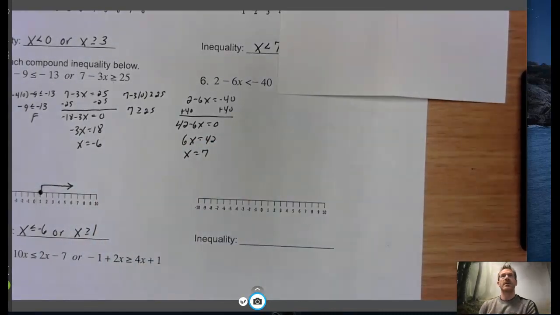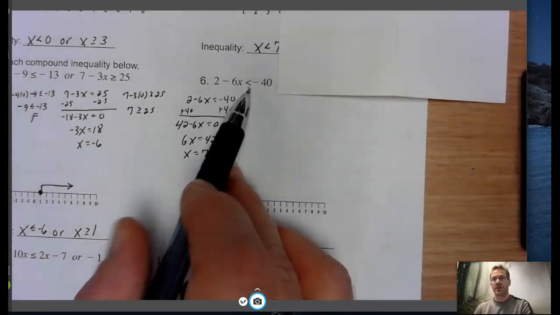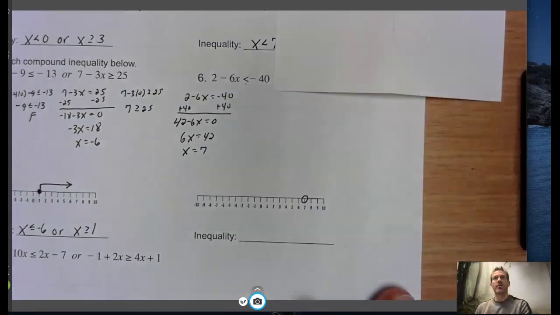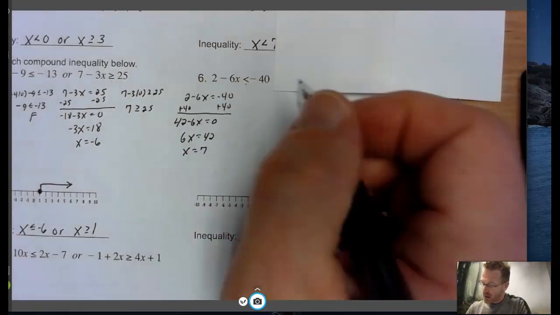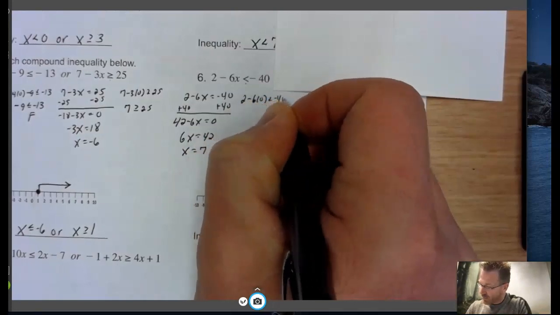Now, once again, I'm going to go back up here. I know this anchor is going to have an open circle because it's less than. So I'm going to put an open circle on 7 here. And then we want to test 0. Now, 0 is on the left side this time. So if I go back to my inequality here, 2 minus 6 times 0 is less than negative 40.